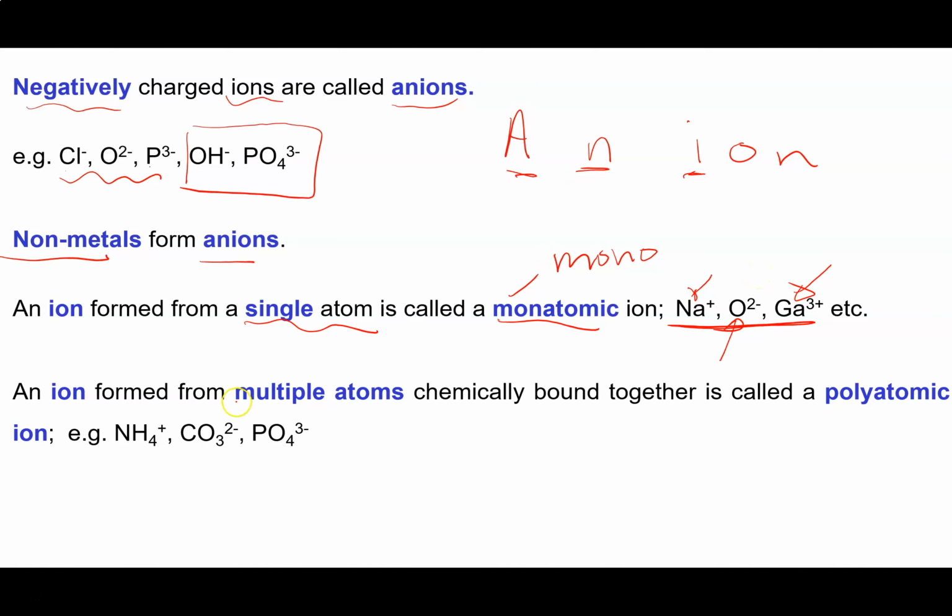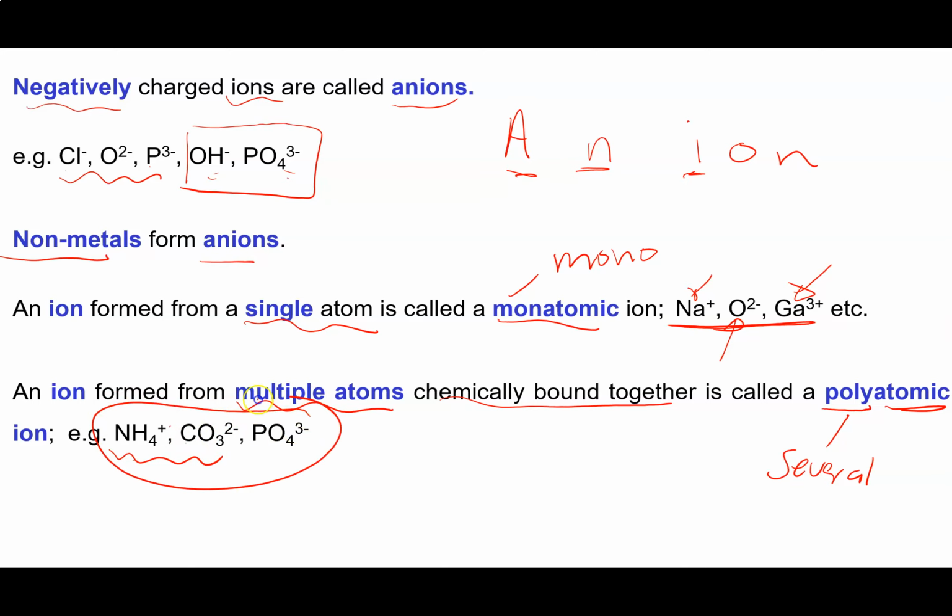If an ion is formed from multiple atoms that are chemically bound together, it's called a polyatomic ion, and poly just means several, so a several atom ion. These can be either cations or anions. Of course, we saw a few examples of that. Here are these two up here, and then here are some more. NH4 plus, that's called the ammonium ion. CO3 2 minus, that's called the carbonate anion, and PO4 3 minus, that's called the phosphate anion.